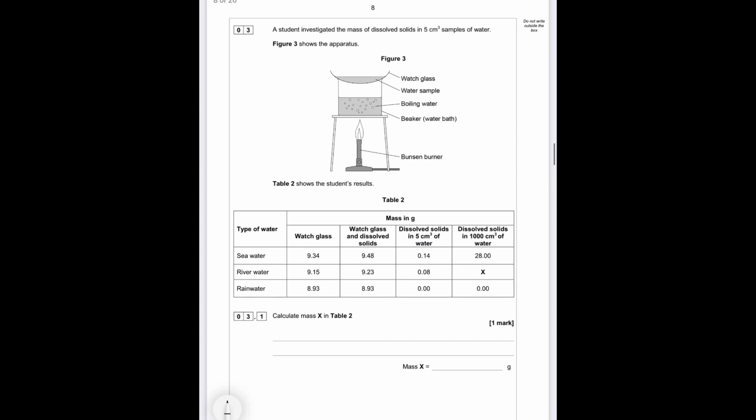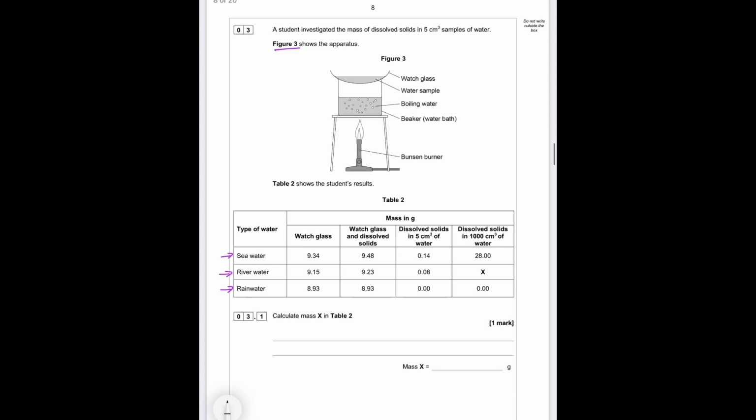In this next question, a student investigates the mass of dissolved solids in 5 centimetres cubed samples of water. So figure 3 shows the apparatus, and we can see the setup below with the Bunsen burner, tripod, water boiling, and we use the steam to evaporate the water from the watch glass, leaving the solid behind. So table 2 shows the students' results, and the 3 types of water used were seawater, river water, and rainwater.